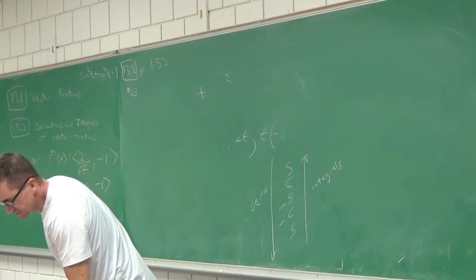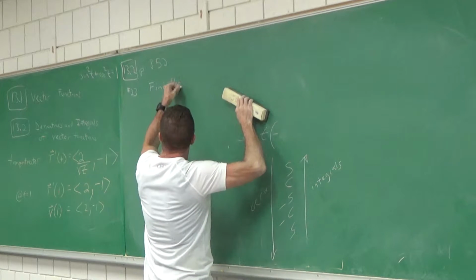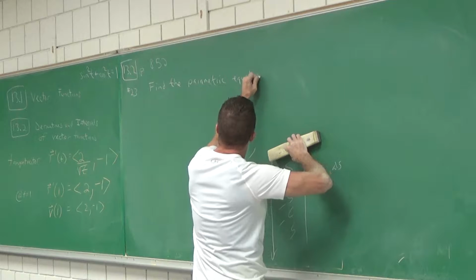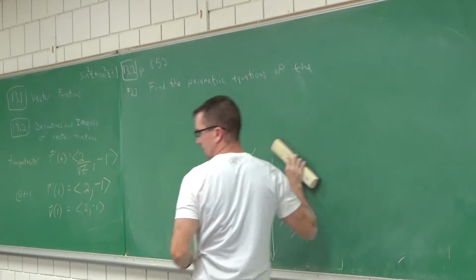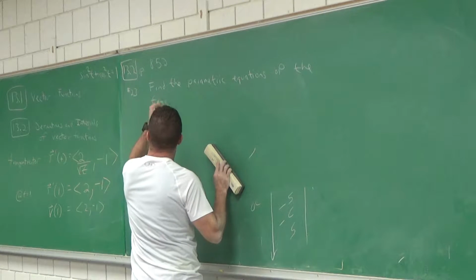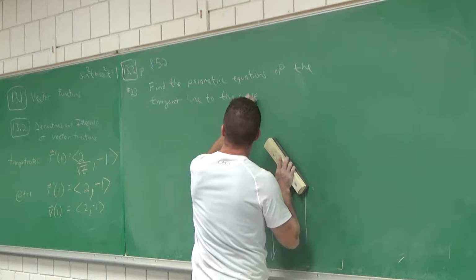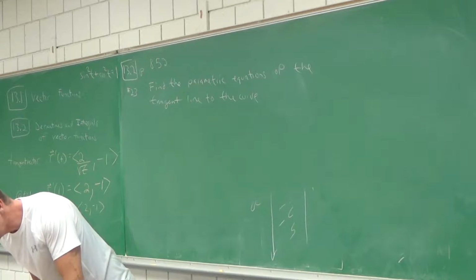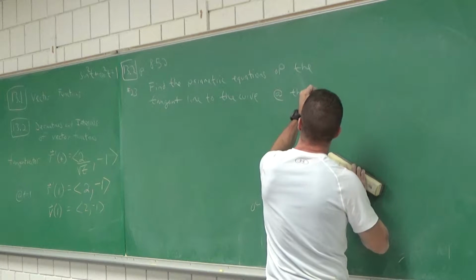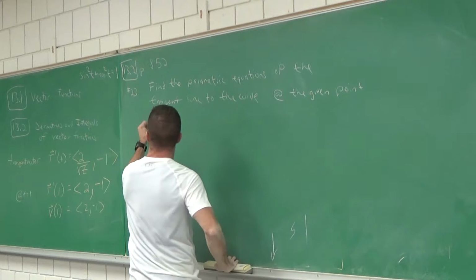The directions say this. Find the parametric equations of the tangent line to the curve at the given point. Alright, here's the first one. r of t.